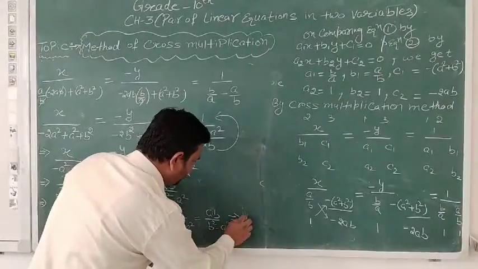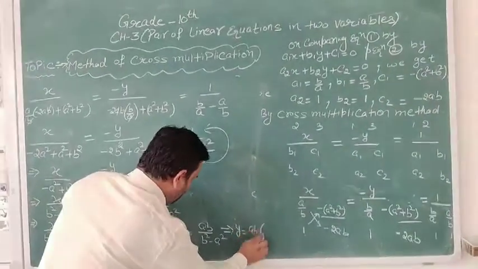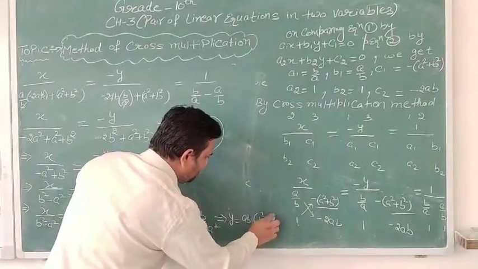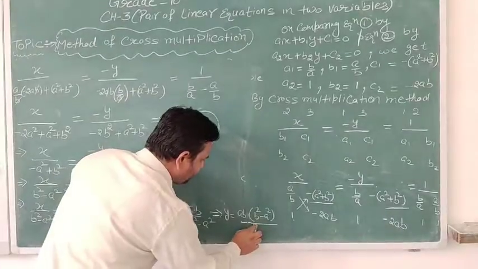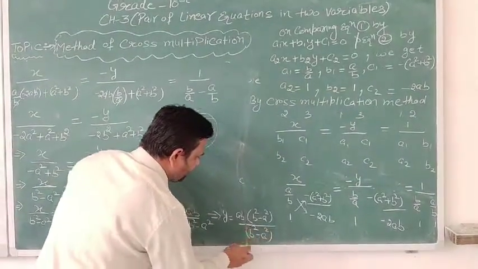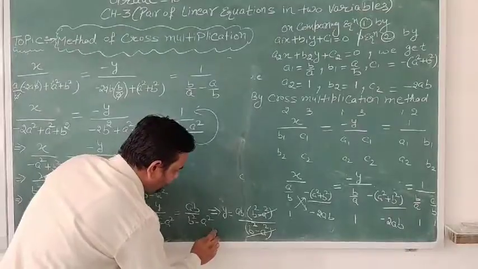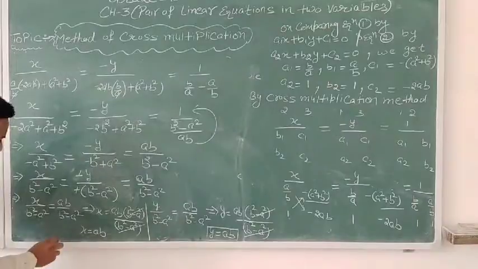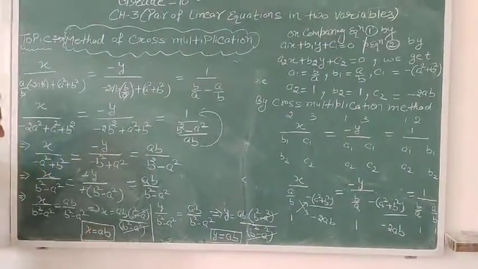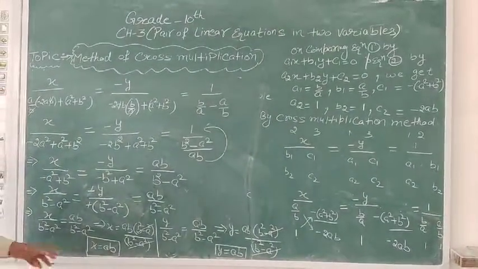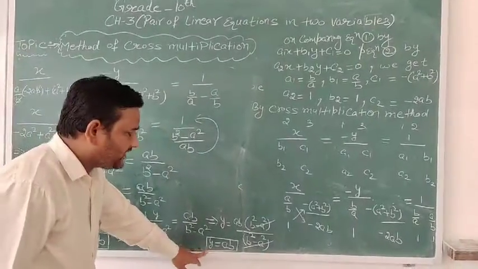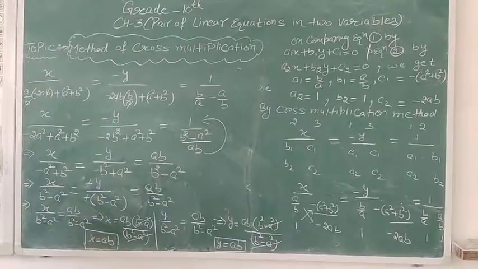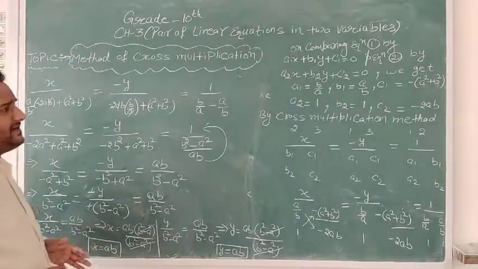It implies, students, y is equal to ab and this whole value goes to the other side and multiply, that is what, b square minus a square and divide by b square minus a square within the bracket. So see, these two are cancelled and we are left with y equal to ab, that is our required value. So hence you have to write it in the proper form. Hence x is equal to ab, and y is equal to ab. So this is our required result with the help of cross multiplication method.